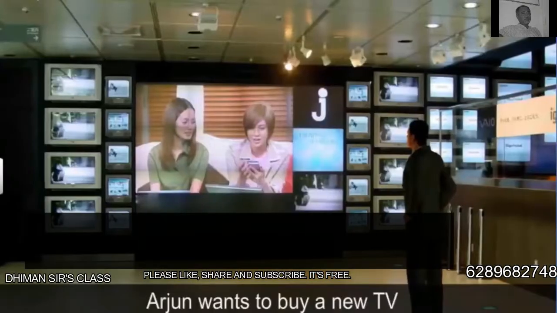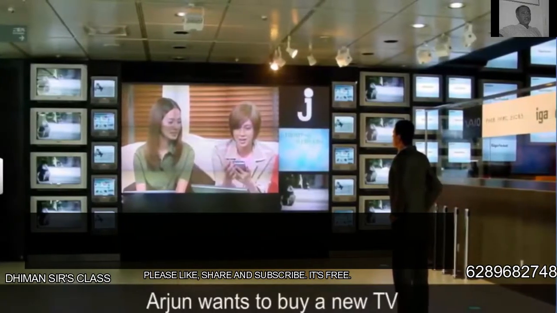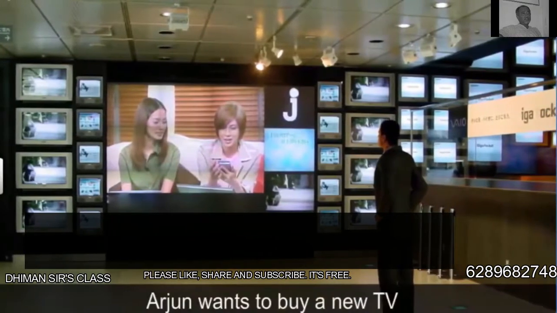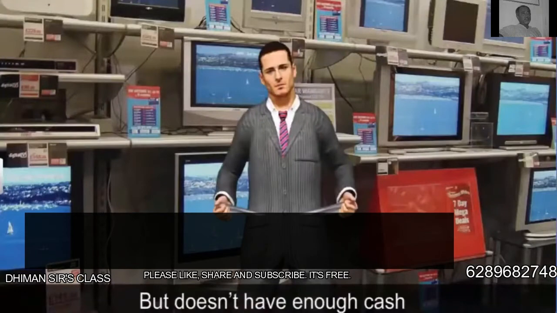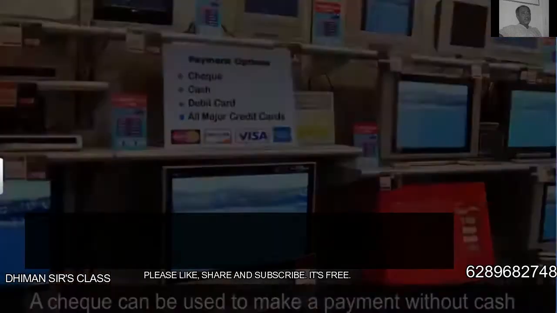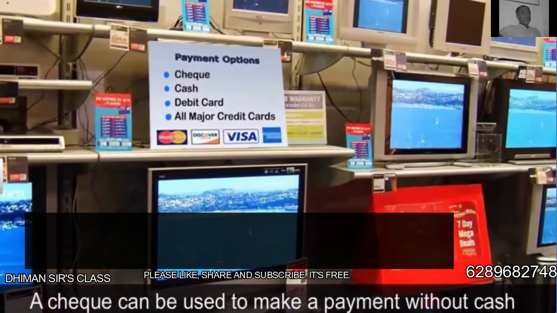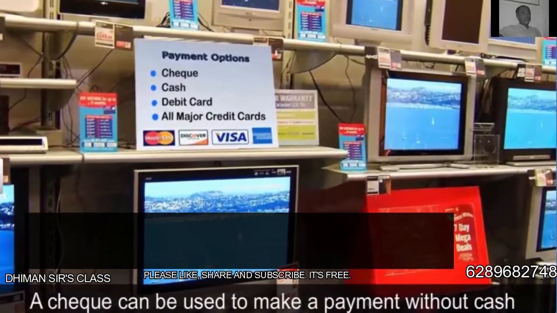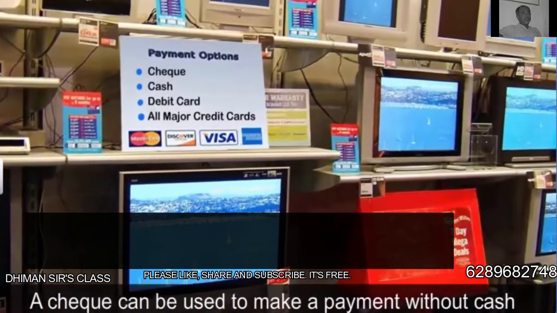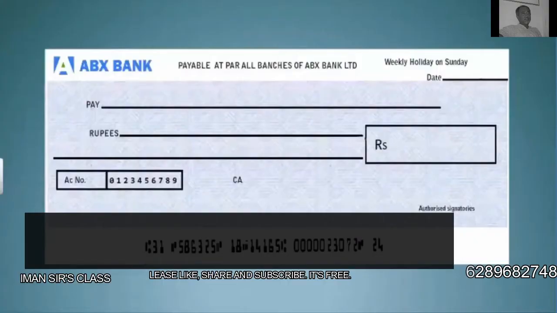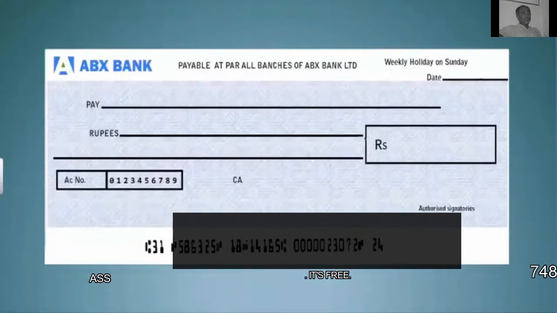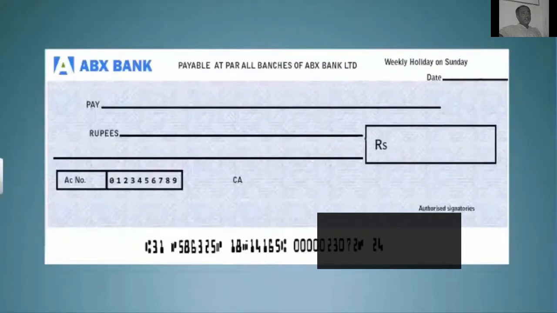Arjun is in the market and he wants to buy a new TV, but he is not carrying enough cash with him. No problem. The shop allows him to pay without cash. He can make the payment by check. A check is a written instruction to a bank by an account holder to pay a specific sum to a specific person from his deposit.